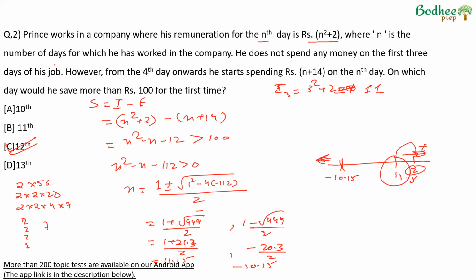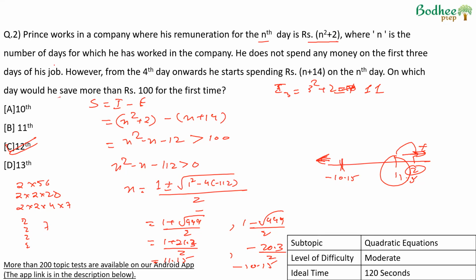But I think rather than solving, putting the values made more sense. Therefore, I am saying moderate because solving will take time, 2 to 2.5 minutes to solve the question.